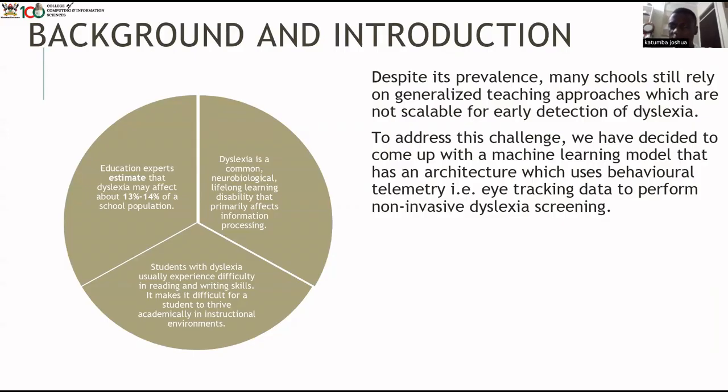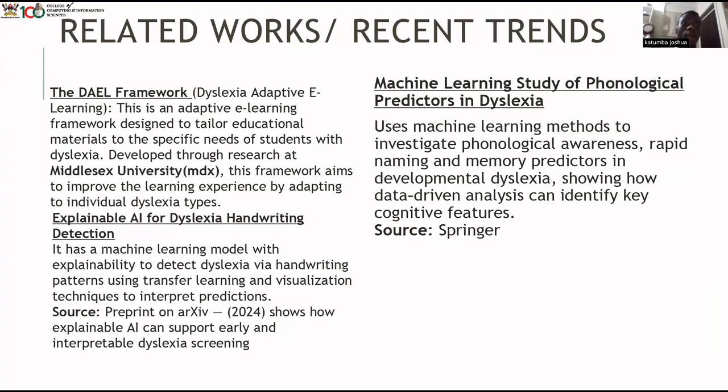Now, to address this challenge, we decided to come up with a machine learning model that has an architecture which uses behavior telemetry and is able to perform dyslexia screening at an early age. We followed a framework known as the DAEL framework. This is the Dyslexia Adaptive E-Learning framework, which was tailored to the educational material needs of students with dyslexia. This framework was developed at Middlesex University to improve the learning experience by adapting to individual dyslexia types.